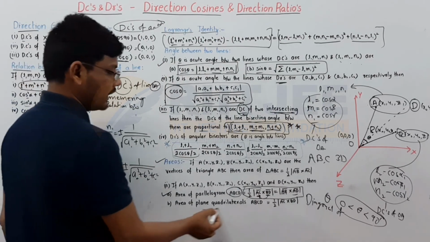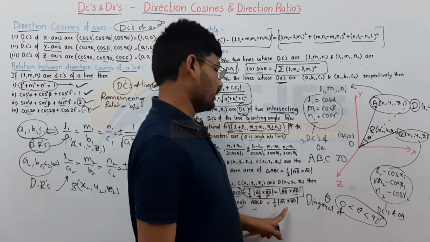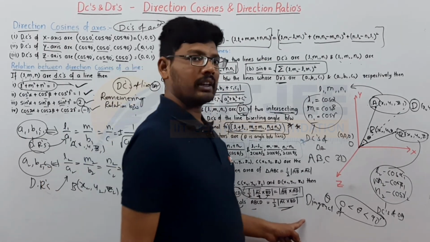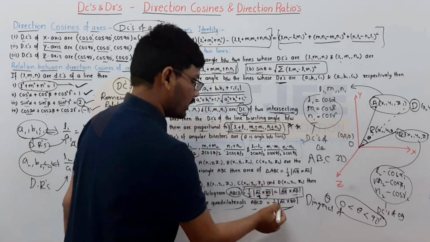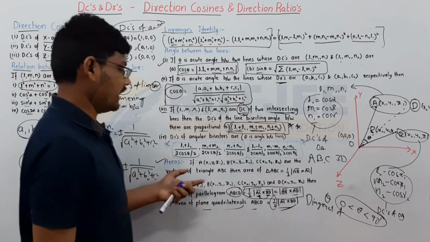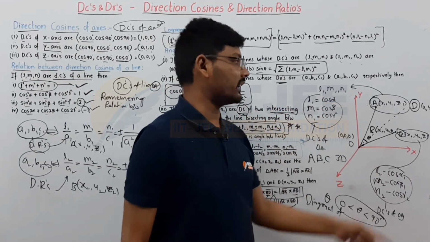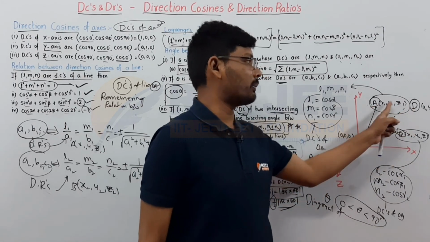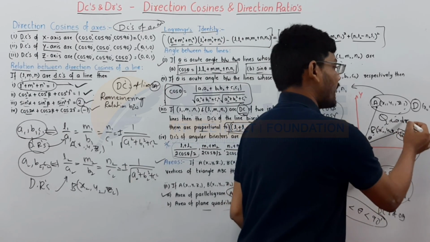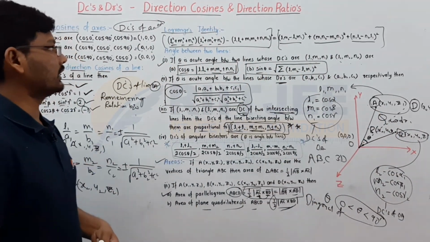Now the area of the plane quadrilateral ABCD is equal to 1 by 2 into AC into BD. Only the product of the diagonals, multiplied with 1 by 2. This is the area related to DCs and DRs in a 3D coordinate system, whether the triangle ABC, or the quadrilateral or parallelogram ABCD. This is all about this topic here.